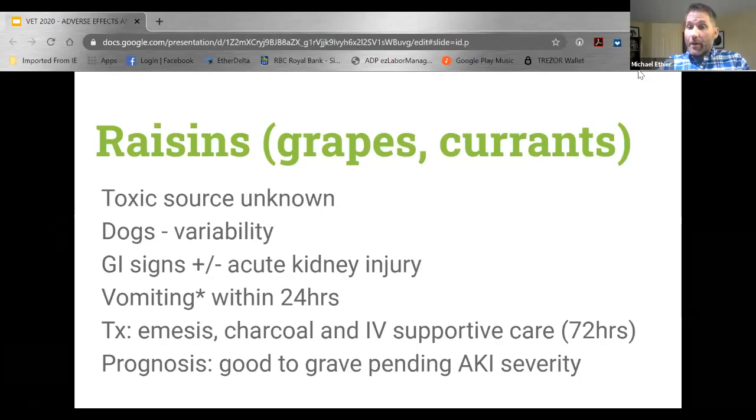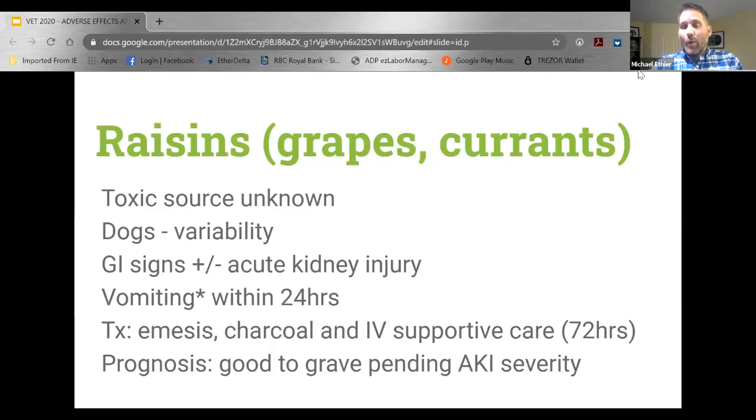GI signs are very, very common in dogs who are susceptible to it. So you will see vomiting within the first 24 hours in the vast majority of dogs who ultimately will be sensitive. And only a small percentage of those will actually progress to developing acute kidney injury. And by far, the vast majority of those patients will not even develop any clinical sign or concern.